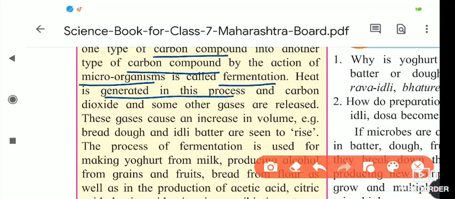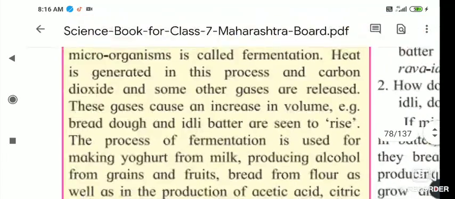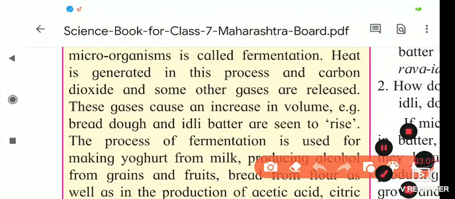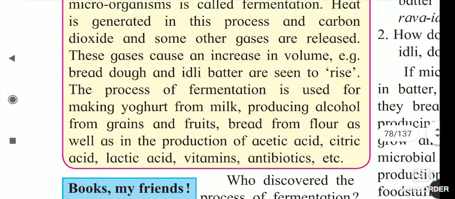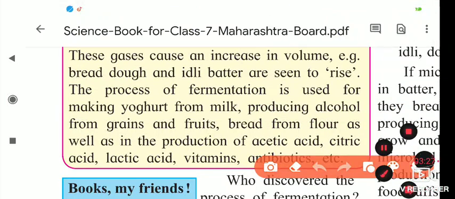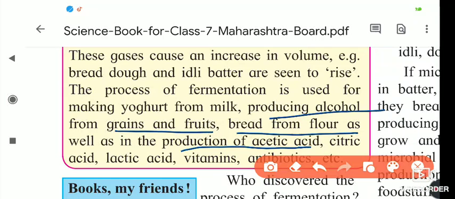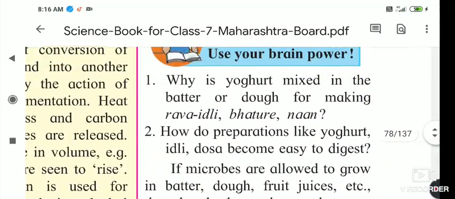Heat is generated in this process. As the microorganisms grow, in the process of their respiration carbon dioxide is released, and this gas causes an increase in volume. For example, in bakery products, they add yeast inside bread dough and the dough rises. Idli batter, if we keep it as it is, also rises up. The process of fermentation is used for making yogurt from milk, for producing alcohol, bread and flour products, as well as for the production of acetic acid, citric acid, lactic acid, vitamins and antibodies. We had seen this fermentation process.